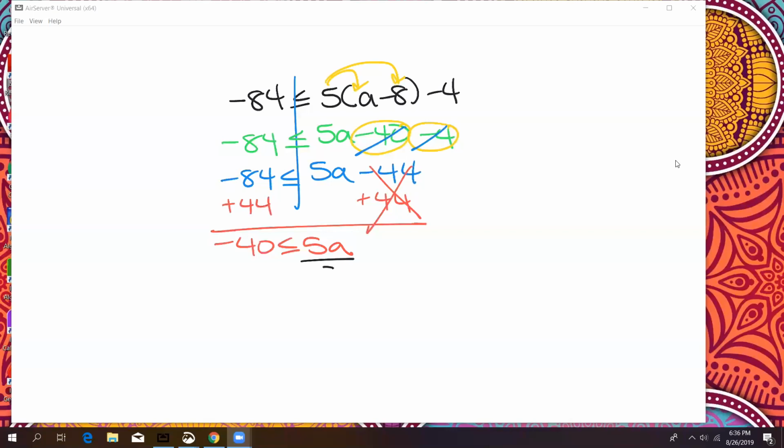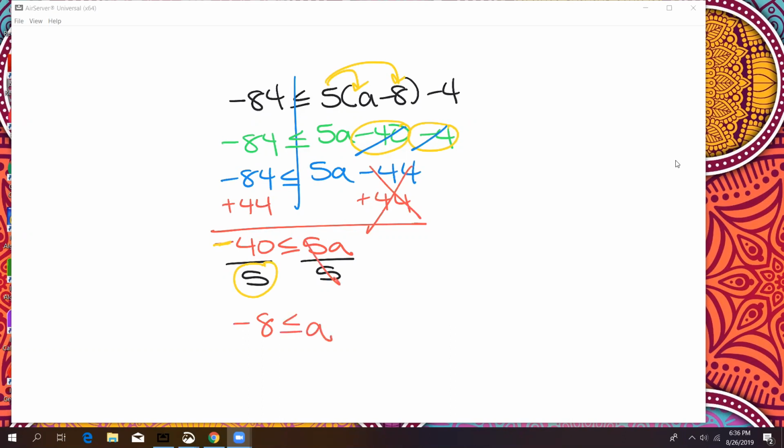So divide both sides by 5. Now, I am not dividing by a negative number. I am dividing by a positive number. I know that this is a negative 40 here, but because you're not dividing by a negative number, you do not change the direction of the sign when you divide. So negative 40 divided by 5 is negative 8, and then I have less than or equal to a.